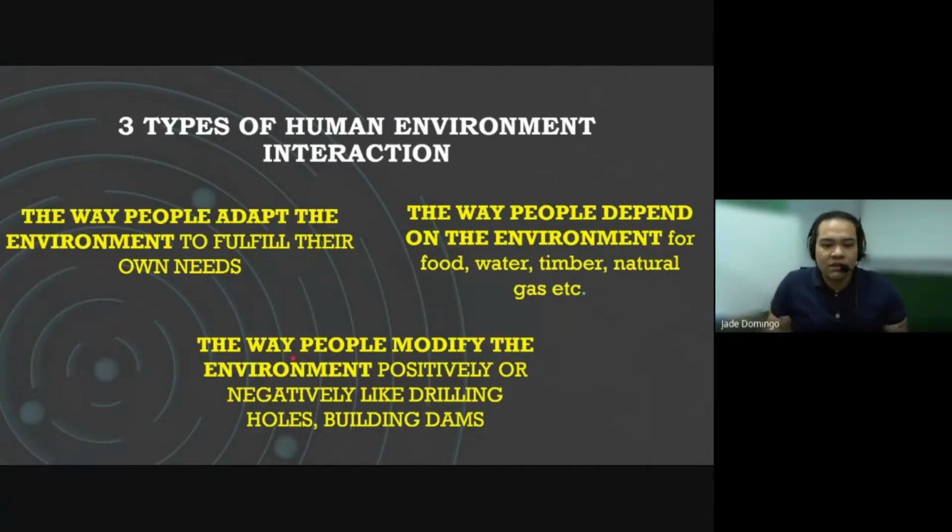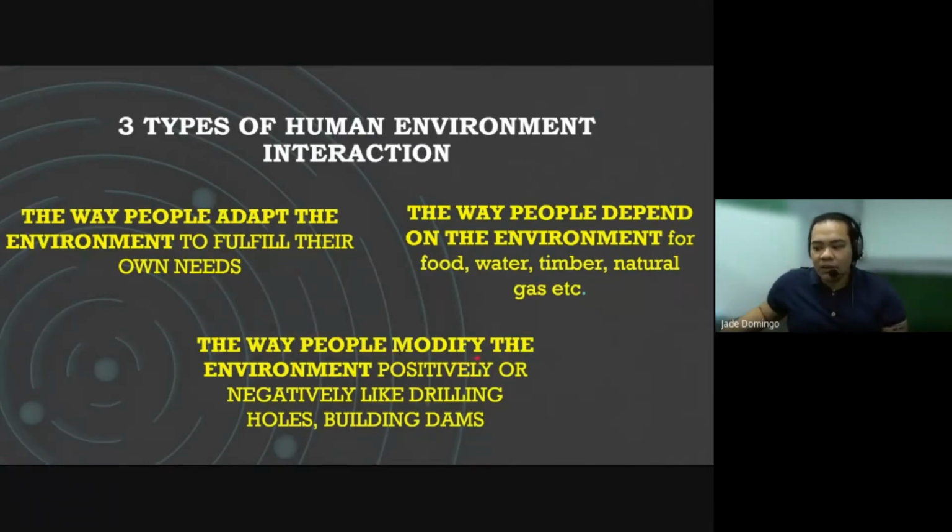These are in a certain order, as you can see. First, we need to adapt to our environment. Next, when we have adapted to our environment, we need to find a way to depend on it for our basic or physiological needs. And then after that, we modify the environment around us to fit our needs more.